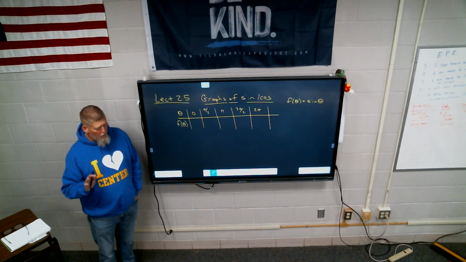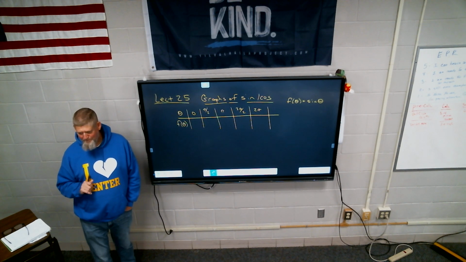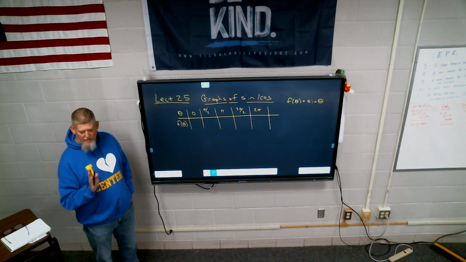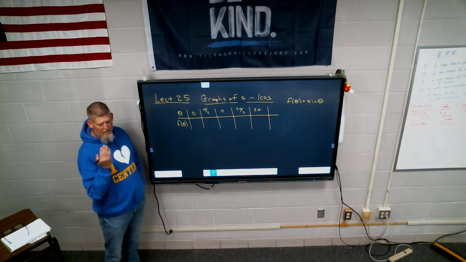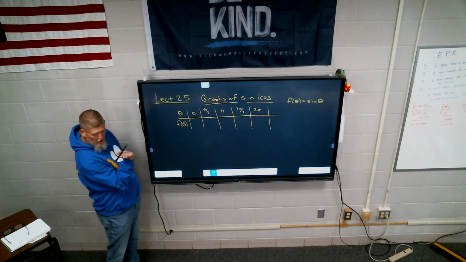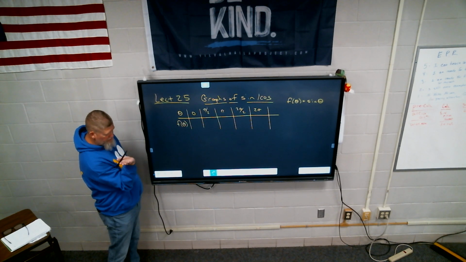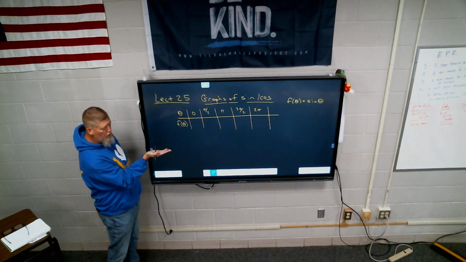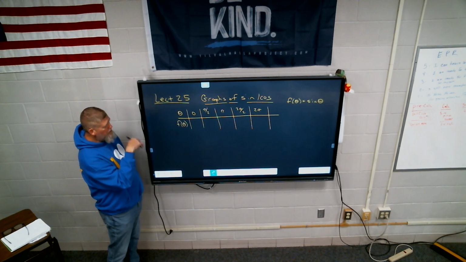Quadrantal. These are the quadrantal angles. These are the angles where the terminal side is on one of the axes. The initial side is always the standard position, always at positive x. So when you go to the quadrantals, they're on the axes.